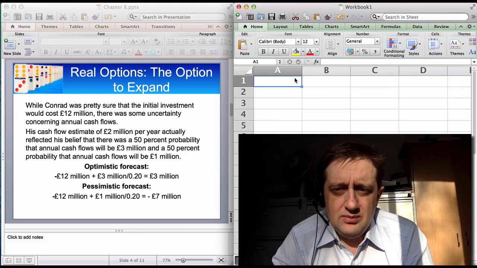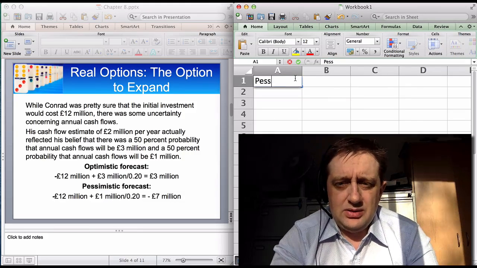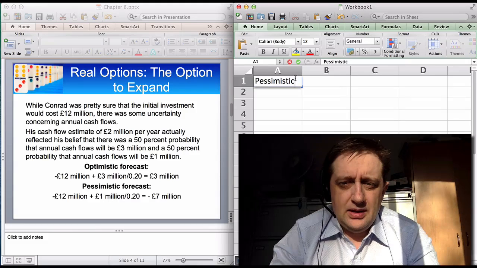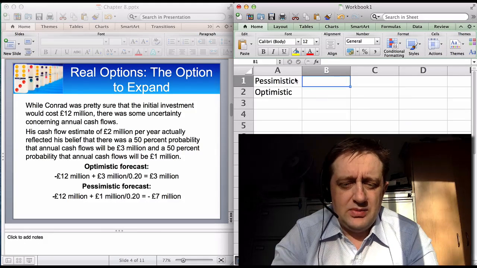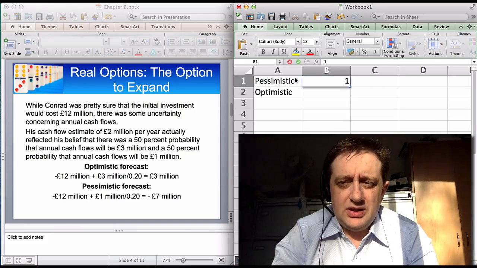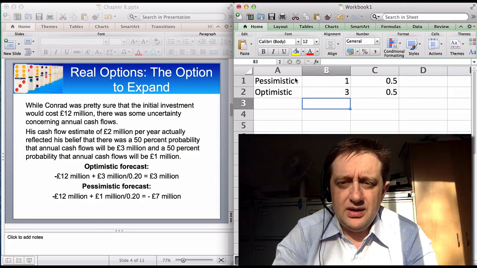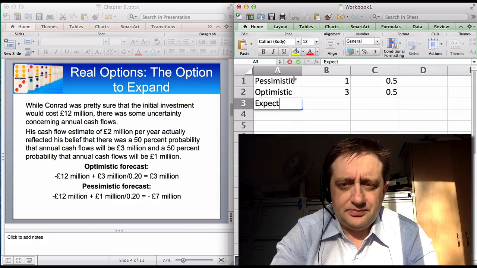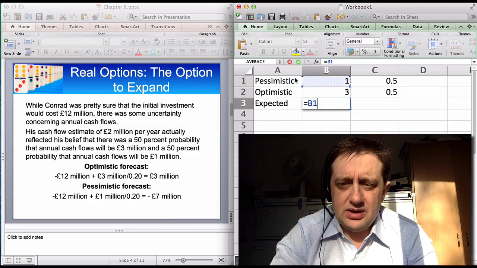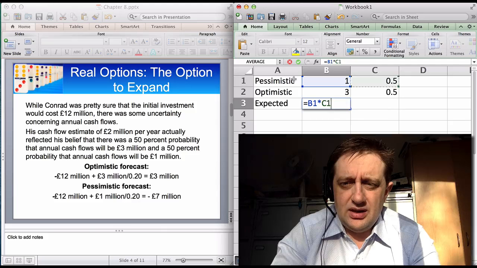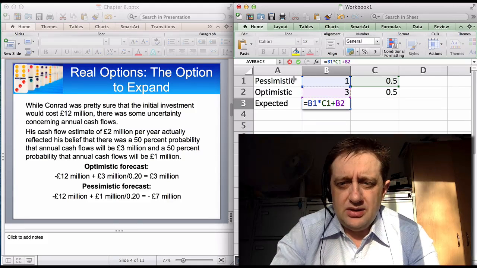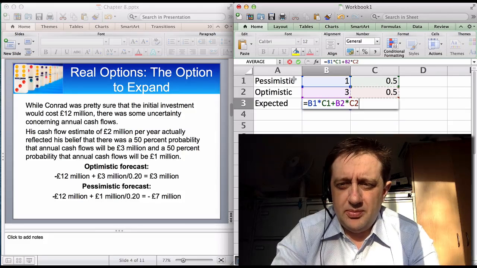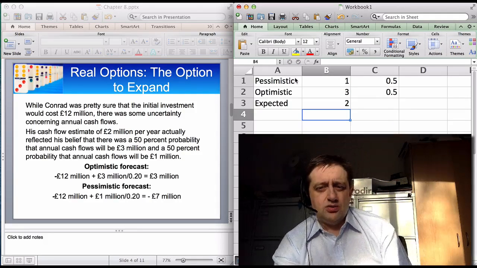So if we say we have pessimistic and we have optimistic, the pessimistic is 1, the optimistic is 3, and the probabilities are 0.5. So what's the expected? Well, the expected is simply the pessimistic outcome multiplied by the probability that it occurs, plus the optimistic outcome multiplied by the probability that it occurs, and that's where you get the 2 million.